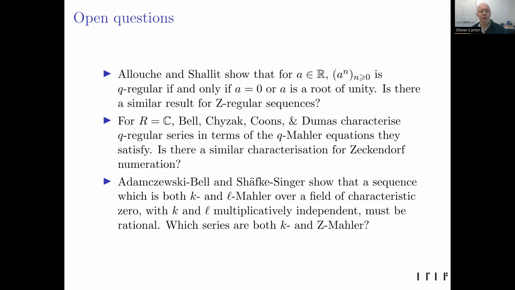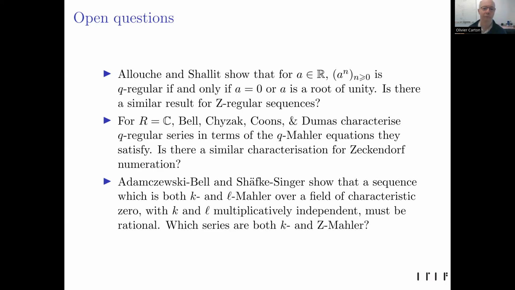But conversely, we have not been able to show that if such a sequence is Z-regular, does it imply that A is 0 or a root of unity? We have looked at the proof. It uses Vandermonde determinants, and it does not fit well at all with Fibonacci numbers.